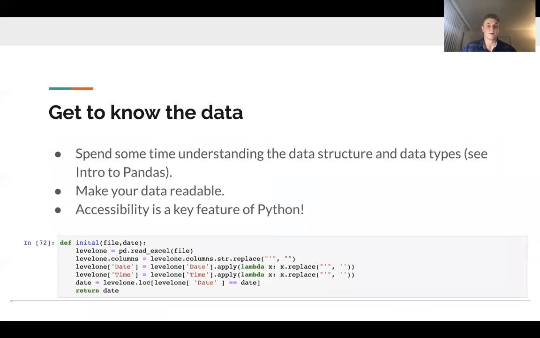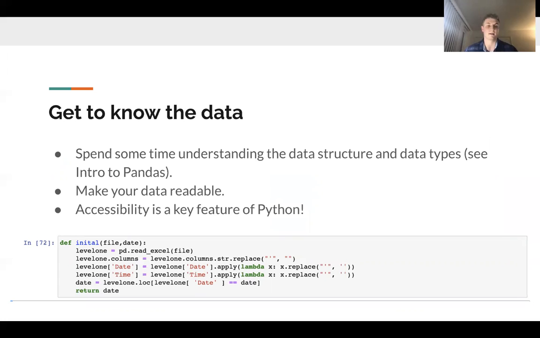So with those devices that I was showing you earlier, we can collect daily data on a plethora of variables that give us insight into the properties in this region. And so when you pull the data initially, you want to get to know it and understand what the data is doing. So you basically spend some time understanding the data structure and the data types.